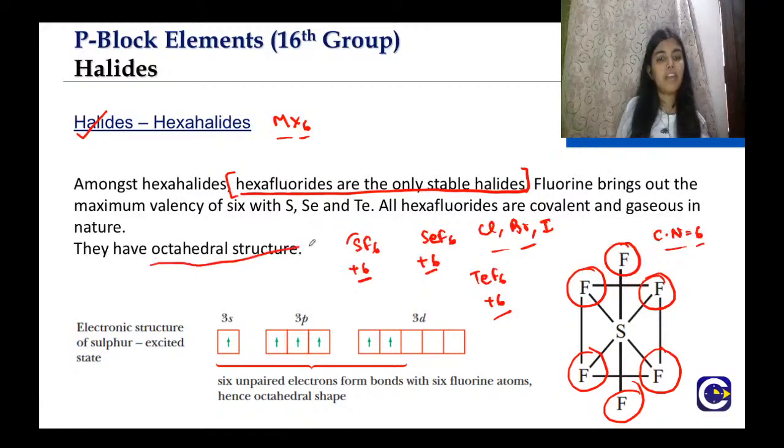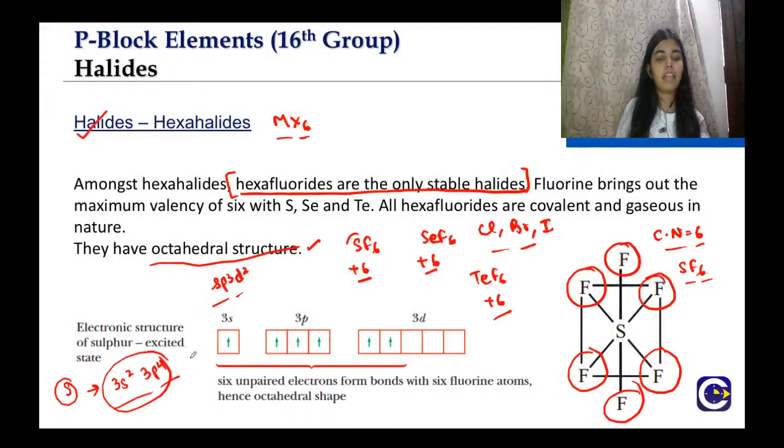They have an octahedral structure. This is the octahedral structure shown by SF6. Now, how do they form the octahedral structure? We have discussed in the previous class how it gives sp3d2 hybridization, right? If you consider the ground state of sulfur, what is it? Basically 3s2 3p4.